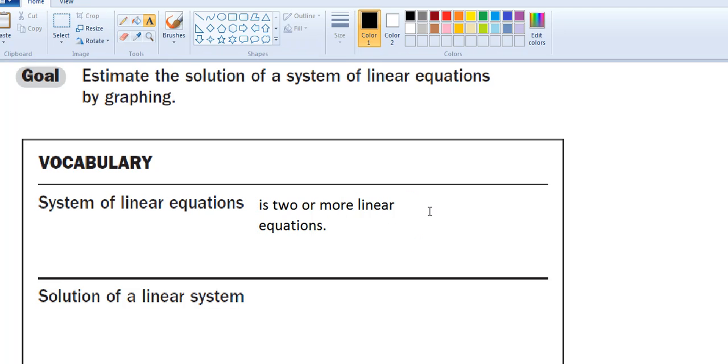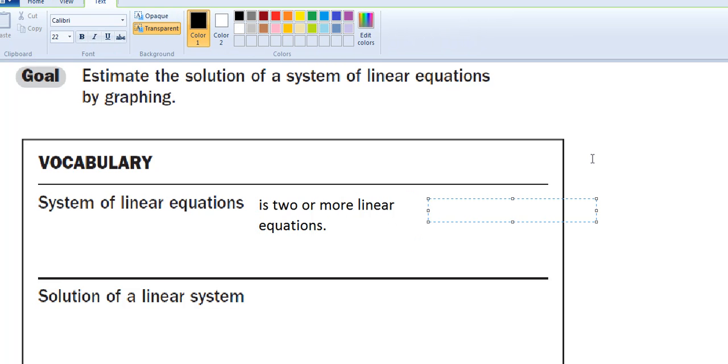Now those linear equations might look something like this. We might have y equals 9x plus 2, and then another one we might have is 2x plus 3y equals 1. Now those are just two separate linear equations, and our job is basically to find out where these intersect. That's what we're going to be doing in this lesson.